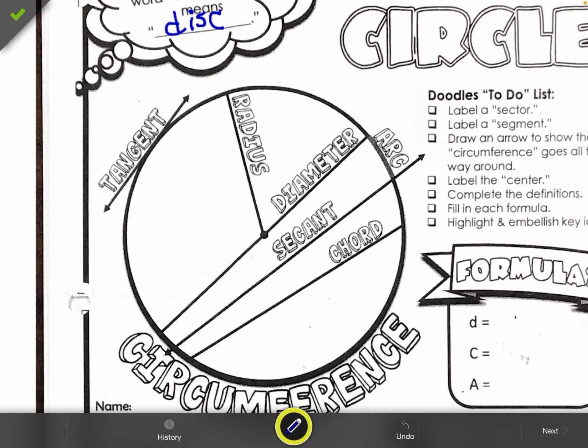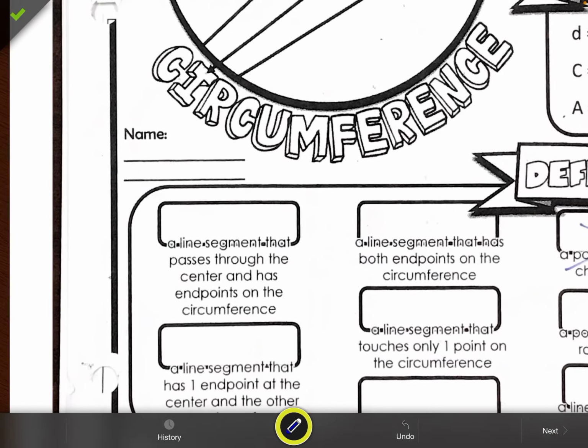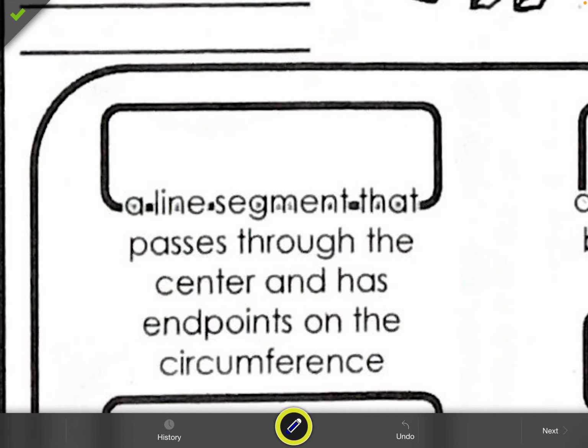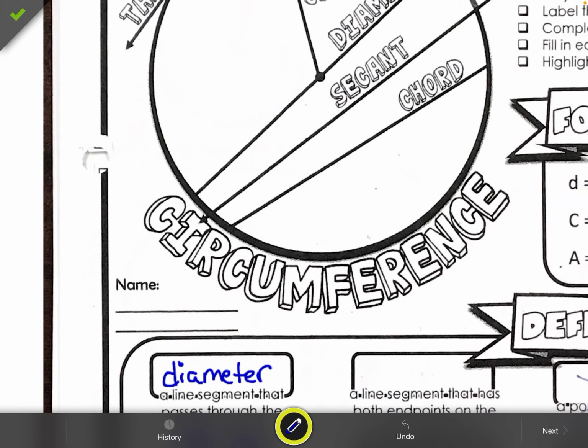So we are going to jump down. We're not going to do all of these. We're going to jump down and start out with the definitions. So, a line segment that passes through the center and has endpoints on, it says the circumference, okay, and the circumference is actually just the distance around the outside of your circle. But the segment that goes through your center and has endpoints on the circle, again, they're calling it the circumference, is your diameter.